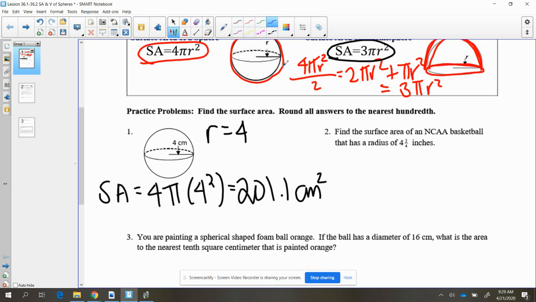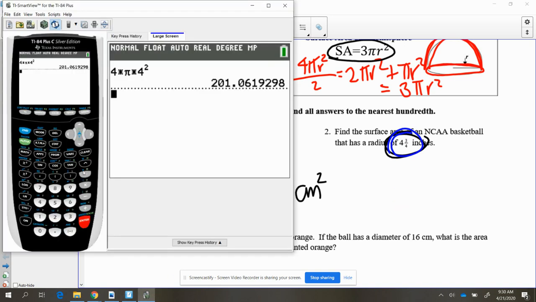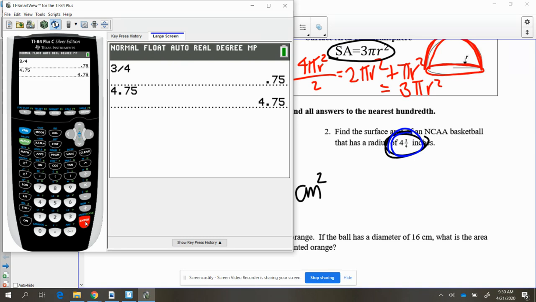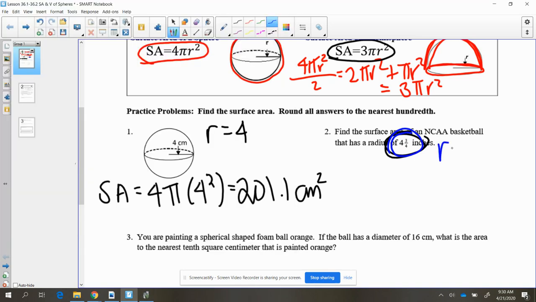Now, in the second example, you have to be a little careful. Notice they gave us this as a mixed number, and we don't ordinarily deal with mixed numbers. We like the decimals, or we like improper fractions. So just a reminder, if you have 3/4, 3 divided by 4, that's just 0.75. So another way of saying 4 and 3/4 is just saying 4.75, because you're just tacking on that 0.75 to 4. So now take a moment, now that you know what the radius is, and calculate for yourself what the value of the surface area should be.